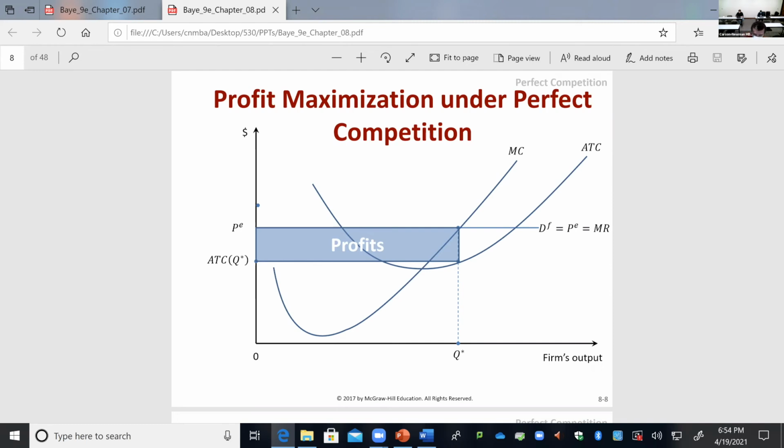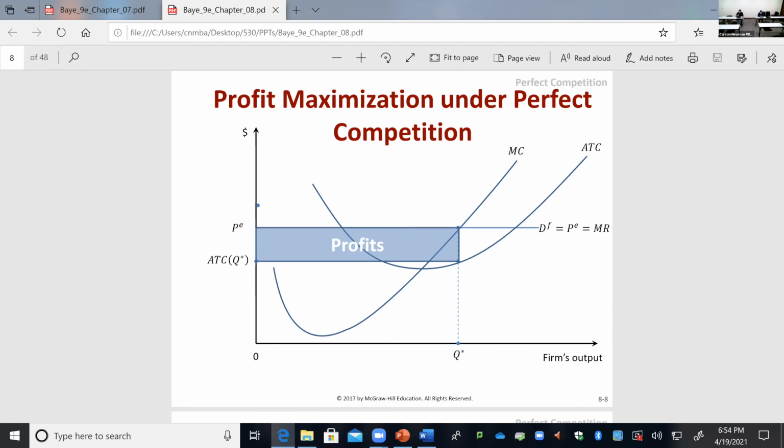It is making profit equal to this rectangle. Why? Because price minus average total cost, right? Price times quantity is total revenue. So the larger rectangle is total revenue. If you multiply average total cost by quantity, what do you get by definition? Total cost. What is total revenue minus total cost? Profit.